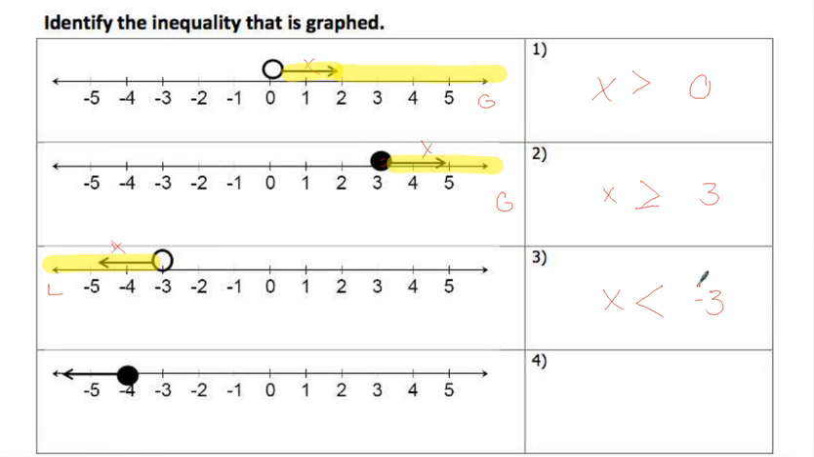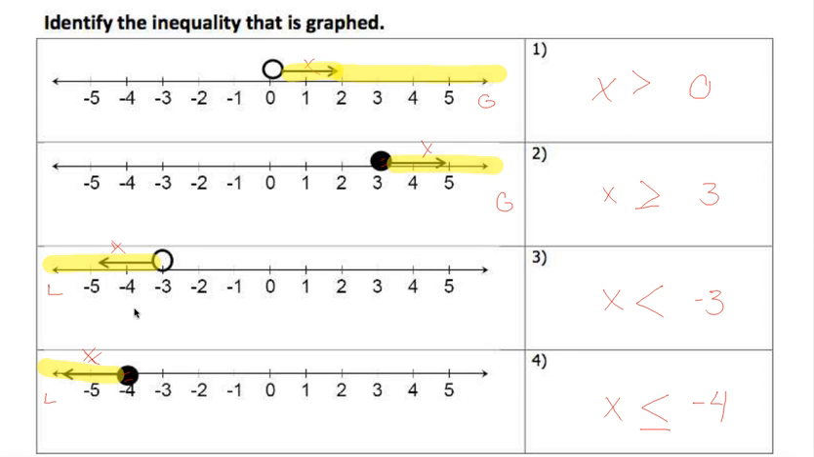Okay, I want you to try number 4 on your own. So we have X, the dot is on -4. The arrow represents the X. It's less because it's to the left. And so X is less than, and because it's filled in, it's also equal to -4. So it can be any of those answers plus -4.